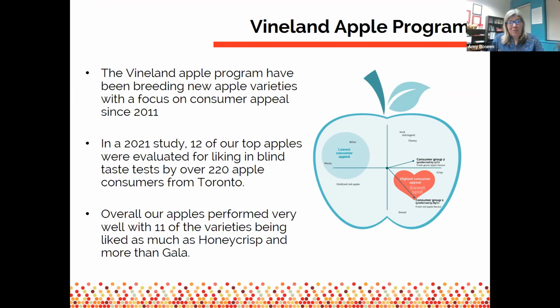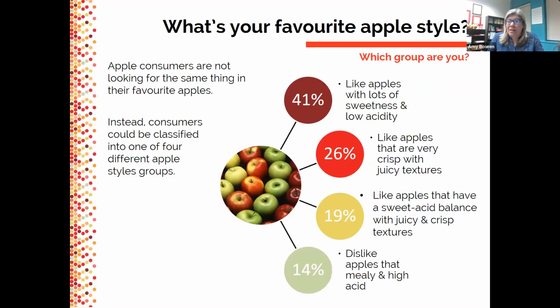And since Honeycrisp is a lot of people's favorites, just as Jill had mentioned on the chat there, we see that as positive as we move through. But as I mentioned, we did find that not everybody liked the same thing. So we found four groups of apple likers based on different sensory profiles that the apples had. Our biggest group like apples with lots of sweetness, but not a lot of acidity. So they just want it to be very sweet driven.